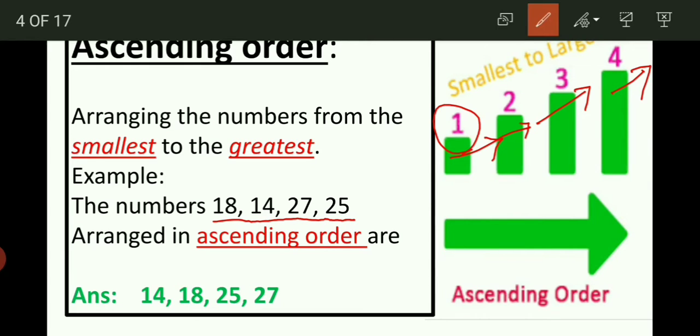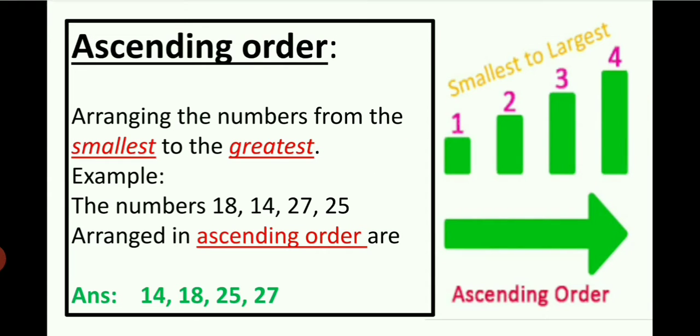Okay. Now what do we have to do? We have to arrange these numbers in ascending order. So the first thing we have to do is search for the smallest number in these 4 numbers. How will you get that? The smallest number, how can we get it?